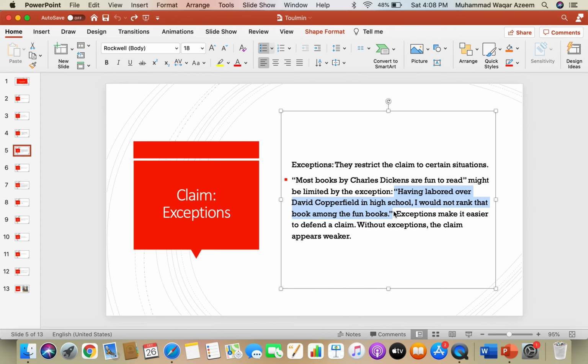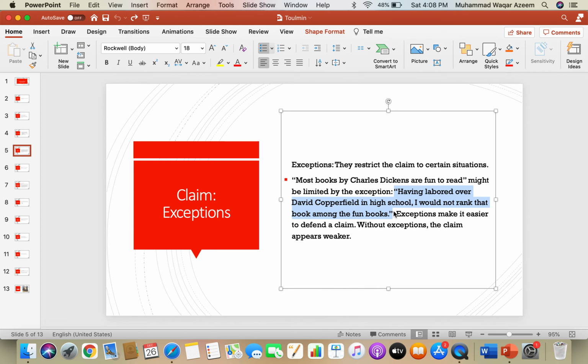So, by making this exception to his claim, that means by pointing out something which already falls outside the applicability of the writer's claim, the writer has himself pointed it out. Instead of waiting for the readers to point out any exception of that kind, the writer has taken care of this exception himself or herself.